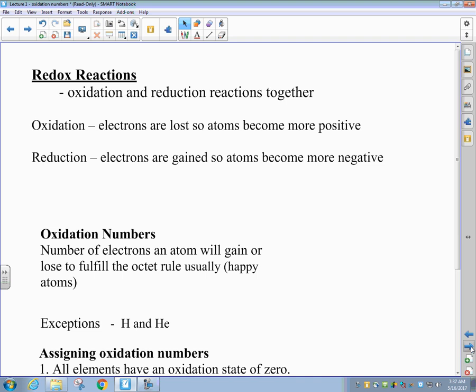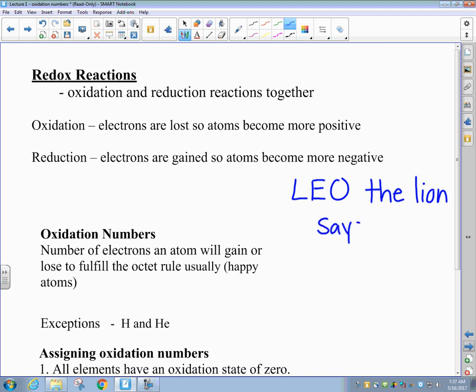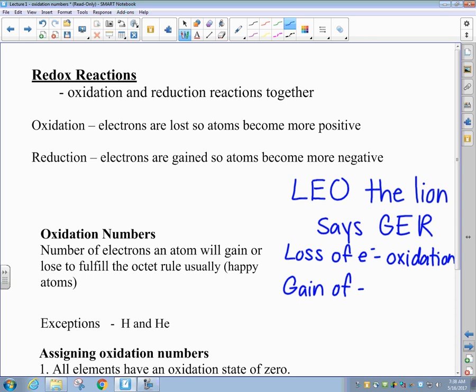Redox reactions are oxidation and reduction reactions together, and we gave you a mnemonic in the fall to help keep track of which one is a loss of electrons and which is a gain. Leo the lion says grr. This stands for loss of electrons results in an oxidation half reaction, whereas a gain of electrons results in a reduction half reaction.